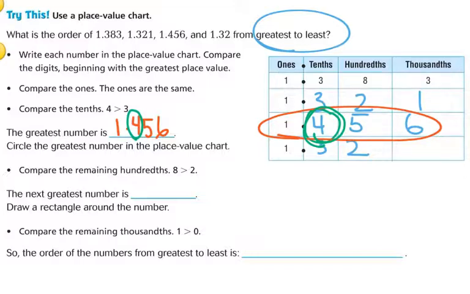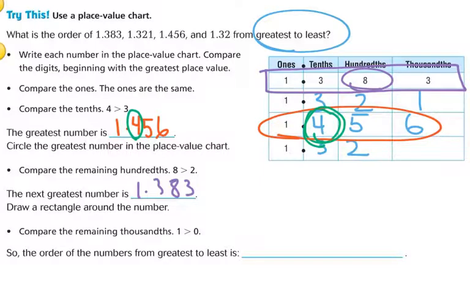Now, boys and girls, we are going to move further to the right and compare the hundredths column. So now it says compare the remaining hundredths. So the remaining hundredths, boys and girls, we see, if we're detectives, 8 hundredths. 8 pennies is bigger, boys and girls, than having 2 pennies. So we know that the next greatest number, boys and girls, is 1 and 383 thousandths. So we are going to write that number down on the line, and we are going to draw a rectangle around that number.